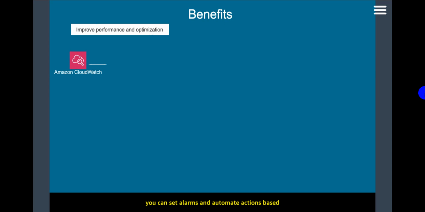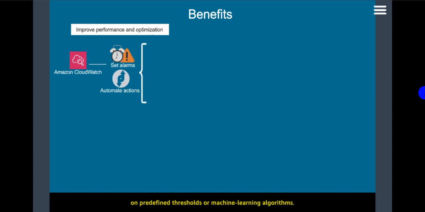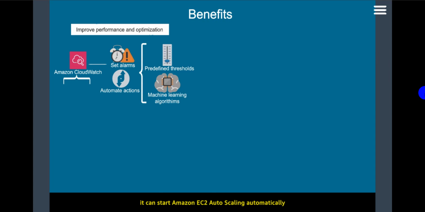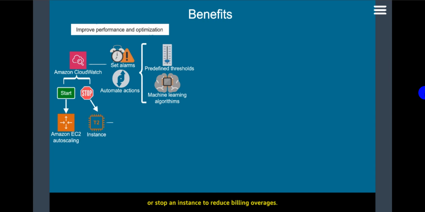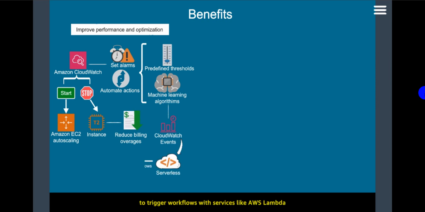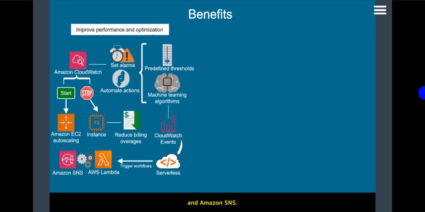Amazon CloudWatch also helps you improve operational performance and resource optimization. With CloudWatch, you can set alarms and automate actions based on predefined thresholds or machine learning algorithms. For instance, it can start Amazon EC2 auto-scaling automatically or stop an instance to reduce billing overages. You can also use CloudWatch events for serverless to trigger workflows with services like AWS Lambda and Amazon SNS.